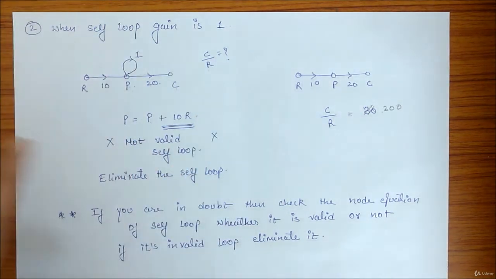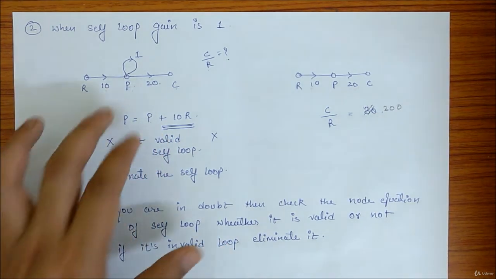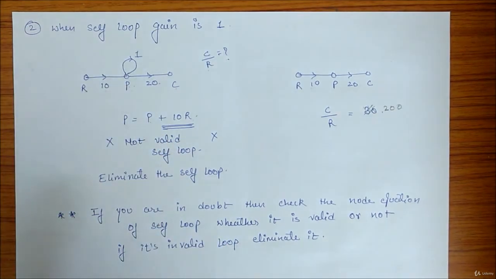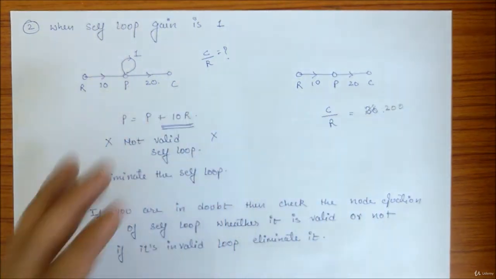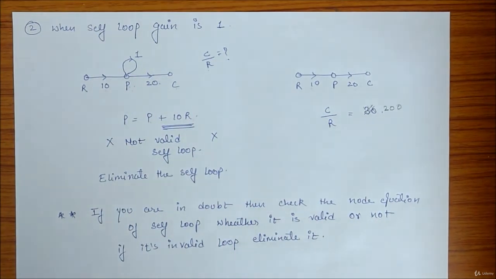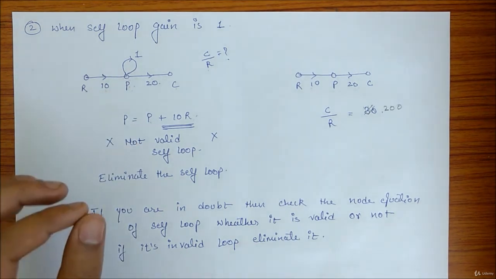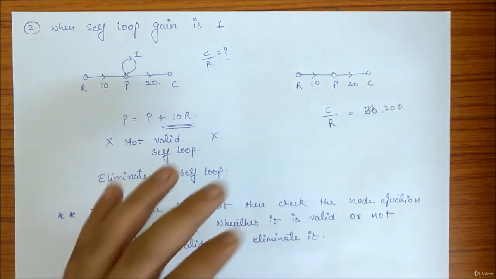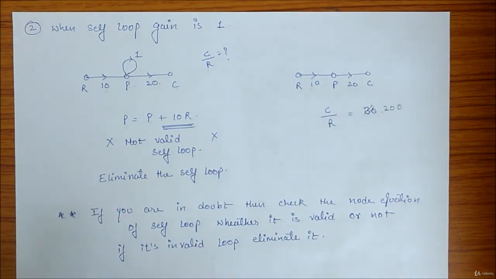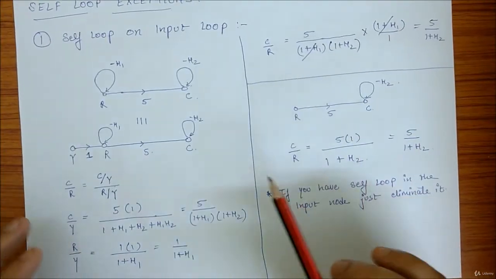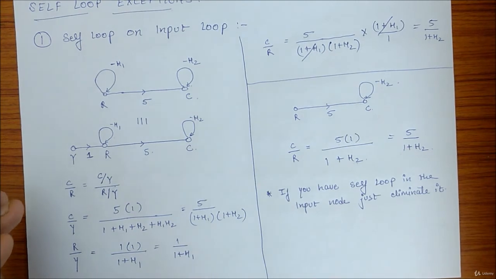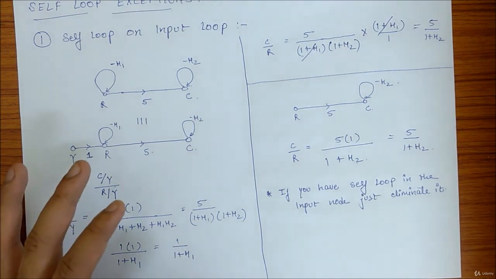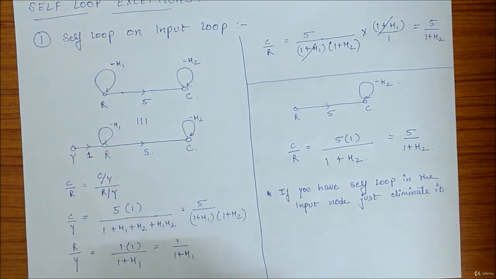But if you have a big signal flow graph, then you have to be careful. Only check the node equation whether it is valid or not. If it is valid, then proceed as we were proceeding with the self loop. Else eliminate it, modify the signal flow graph, and then again apply the Mason's gain formula. I hope these two exceptions are really important, and most students make mistakes here. So you should know about these self loop exceptions.